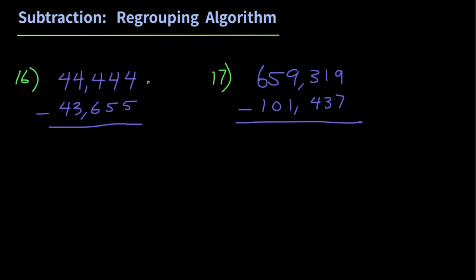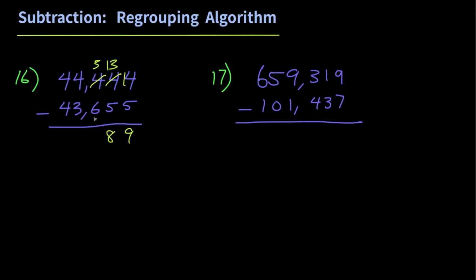Number 16, 44,444 minus 43,655. We'll start in the ones. 4 minus 5. 5 is bigger than 4, so I need to borrow some. So I go to the next place value, borrow 1, add 10 here. 14 minus 5 is 9. 3 minus 5, too much, so I need to borrow. So I borrow 1 from this 4. I have 3 left. Add 10 here. 13 minus 5 is 8.